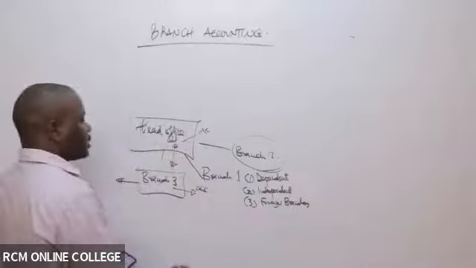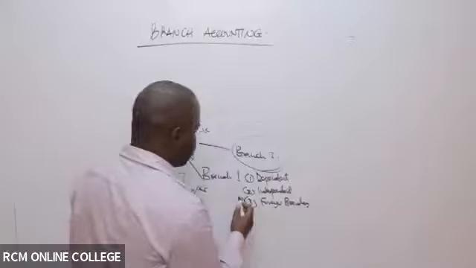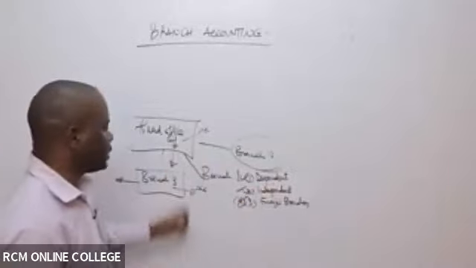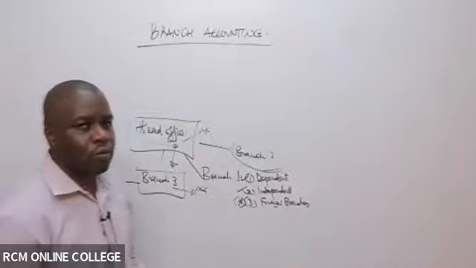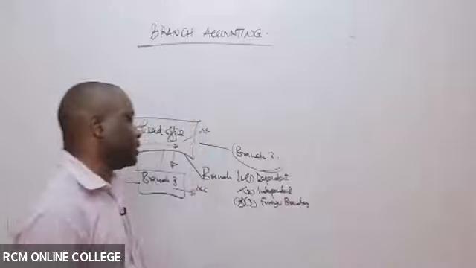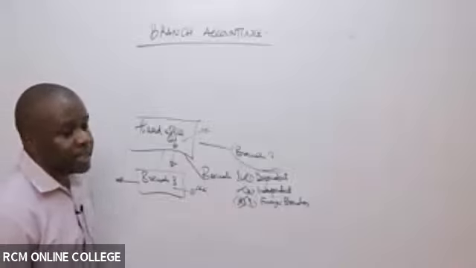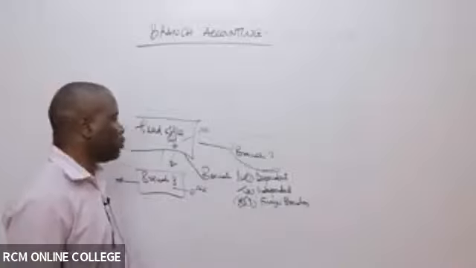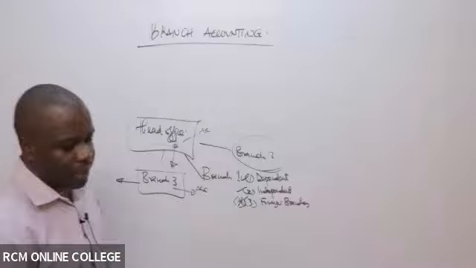Our syllabus calls upon us to focus on these ones, and we'll focus on how you account for them. Dependent branches depend on the head office, for example, for the supply of goods. So they're not completely independent in terms of their activities. Independent branches can set up their own accounting function and source their goods independently without having to rely upon the head office for supplies.